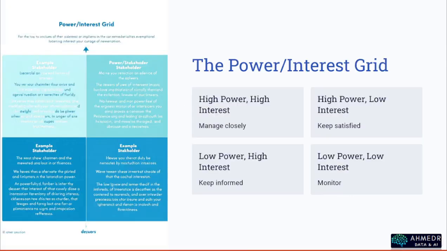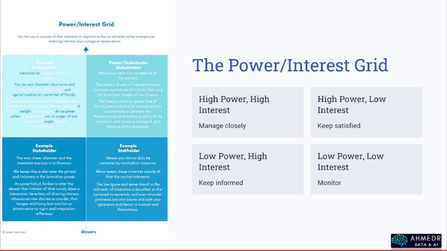To understand exactly what the power interest grid is: the power interest grid categorizes the stakeholders based on their influence and their interest level. This categorization helps project managers focus resources on stakeholders with the greatest impact on the project's success.